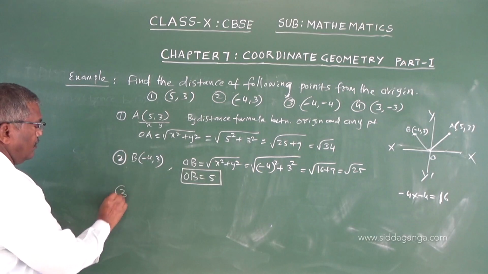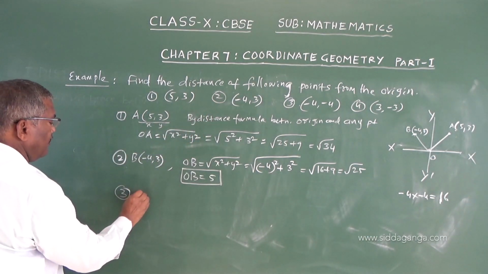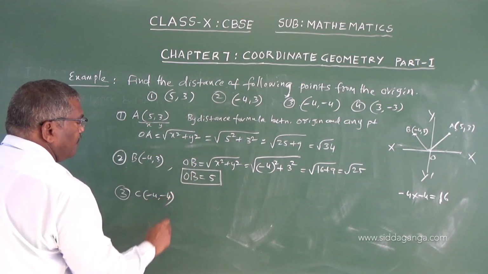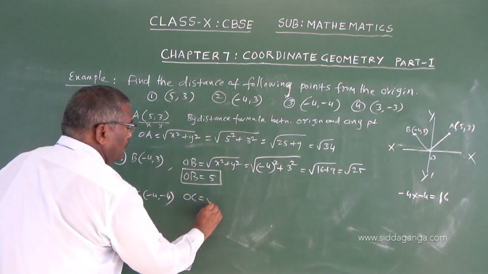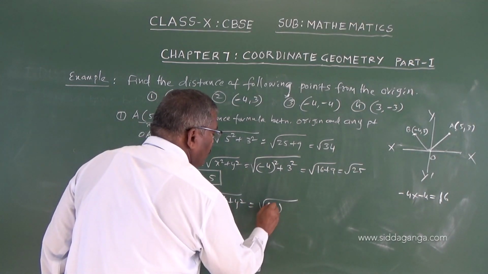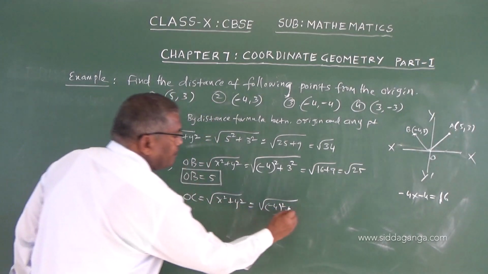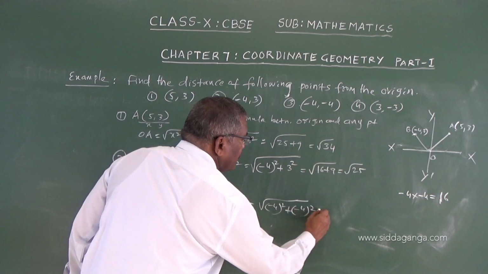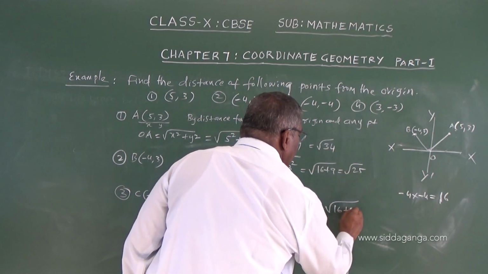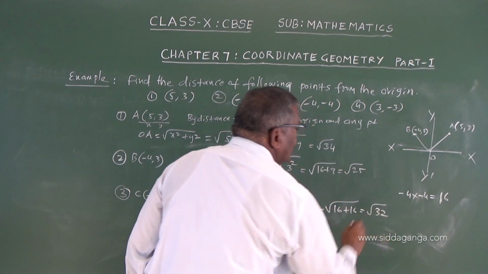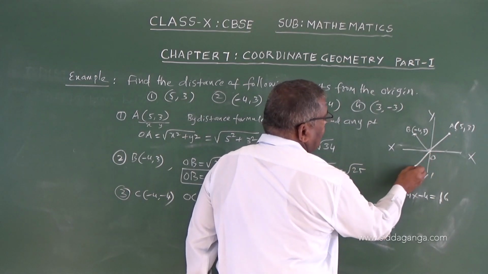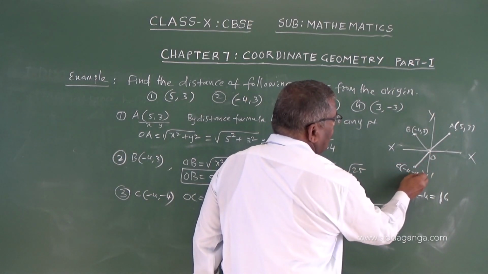Now, the third one, (-4, -4). You can call this point C. OC equals the square root of x square plus y square. So the square root of (-4) whole square, and y is also -4, (-4) whole square. This is 16 plus 16, root of 32. Both are negative here, so as you know, it falls in the third quadrant. So this may be point C, (-4, -4).